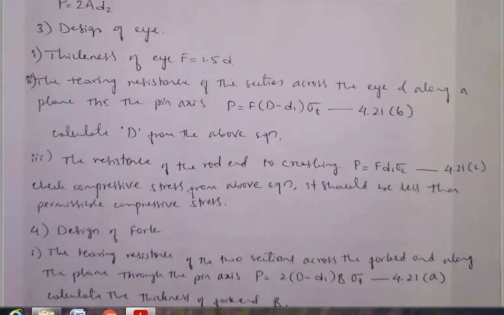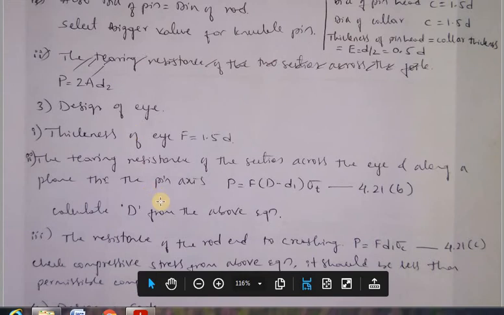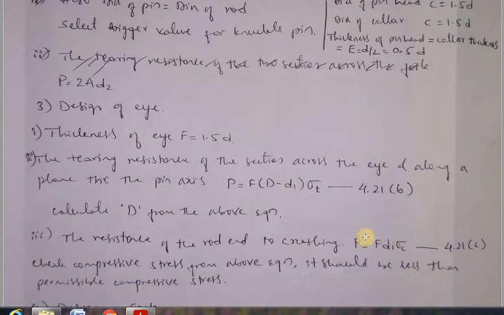Next we have the tearing resistance of the section across the eye and along the plane through the pin axis, given by equation number 4.21b, which is P is equal to F into d minus d1 into sigma t, where we are going to calculate the value of capital D from the above equation. This capital D is nothing but the diameter of the eye.